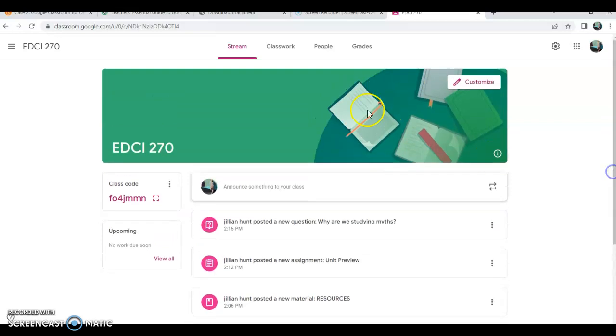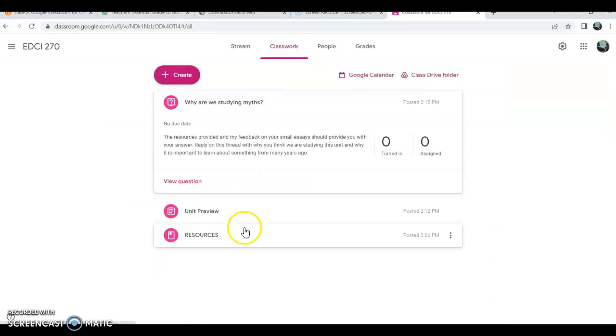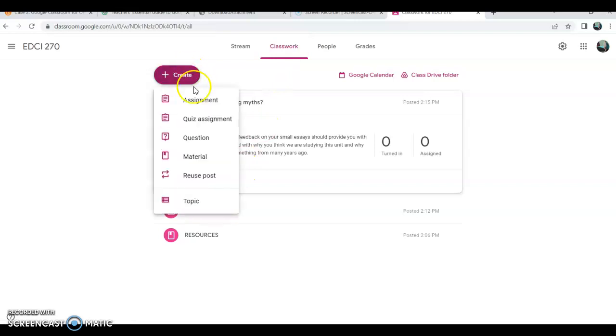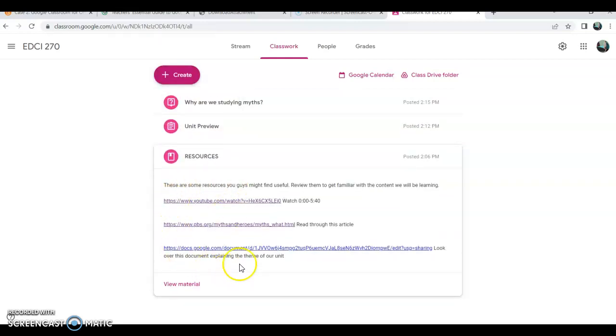The next thing I did was create some resources and some assignments. So I went to classwork up here at the top and hit create. And from here we can go through and see. So the first one I did was material. That was just my resources tab. It'll tell the students and give them some links to some good articles, videos, etc.